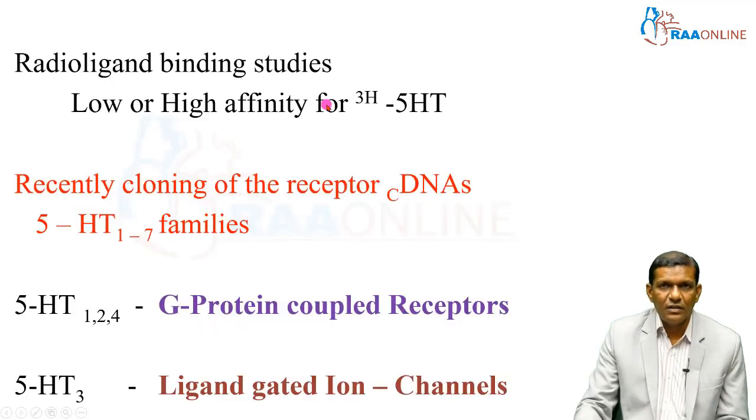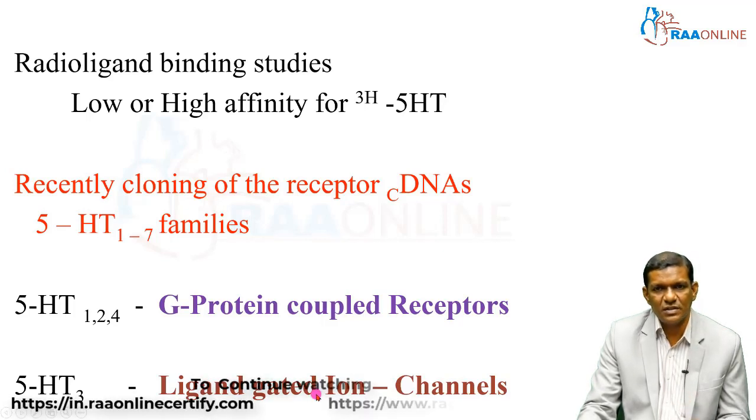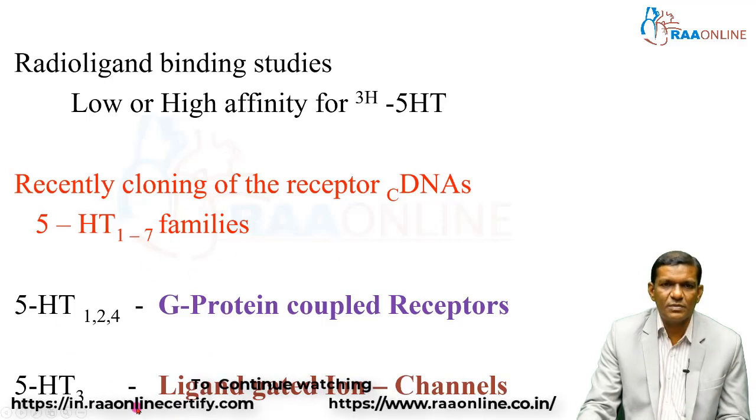But later, once radioligand binding studies were carried out, they found nearly 7 families of serotonin receptors, based on cloning of the receptor DNA. The 5-HT1, 2 and 4 come under G protein coupled receptors in their mechanism of action, whereas 5-HT3 works through ligand gated ion channels. The first 1, 2, 3 and 4 play a clinical role, whereas 5, 6 and 7 are mainly present in the CNS, but their functions are not well established. So we are going to see only these four subtype receptors and the drugs that target them.